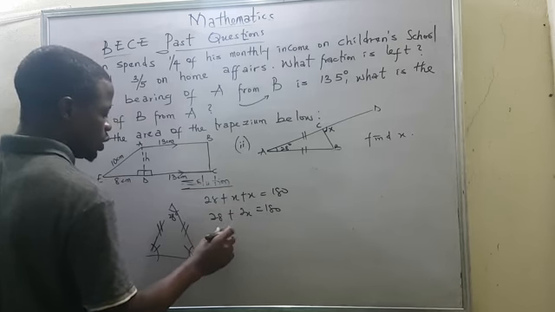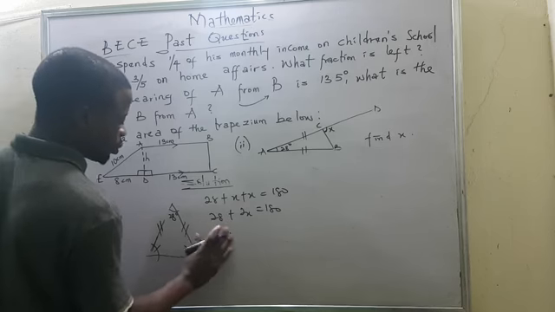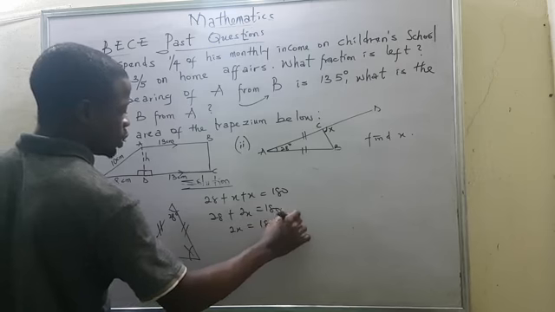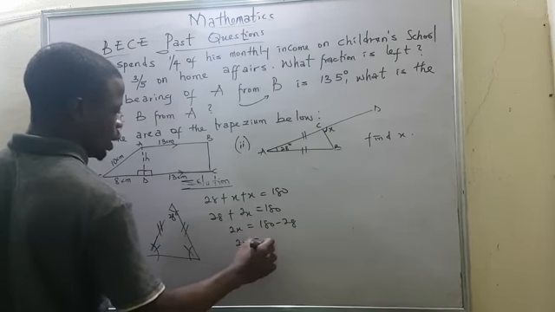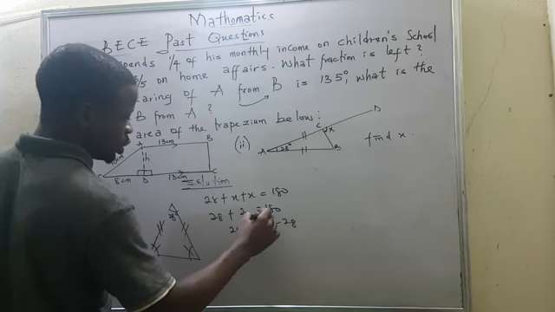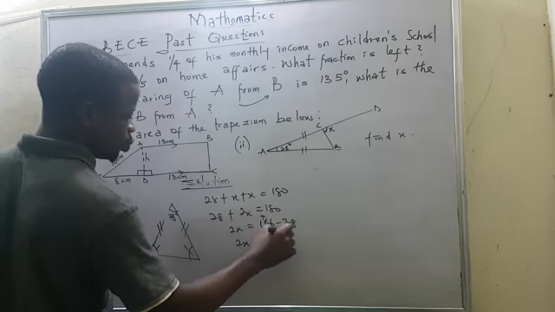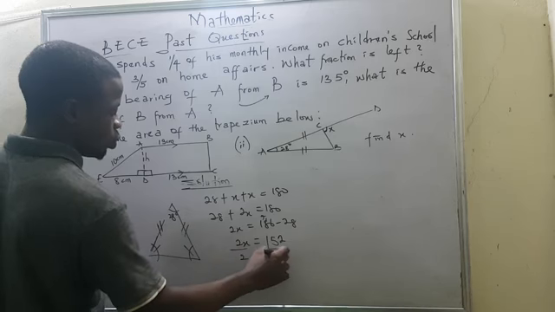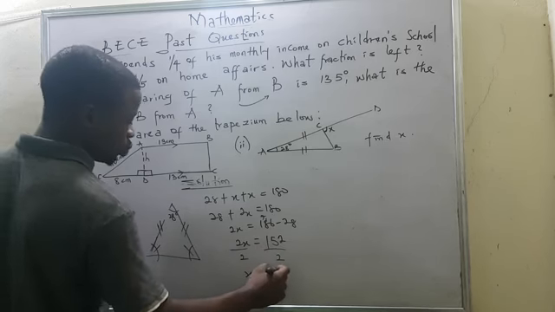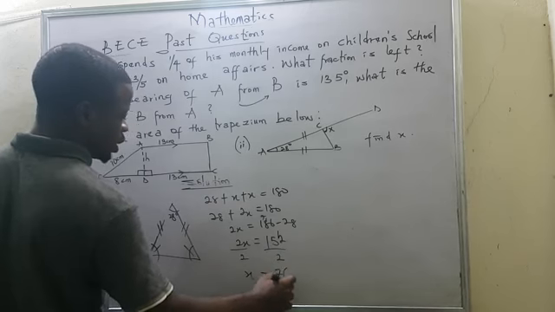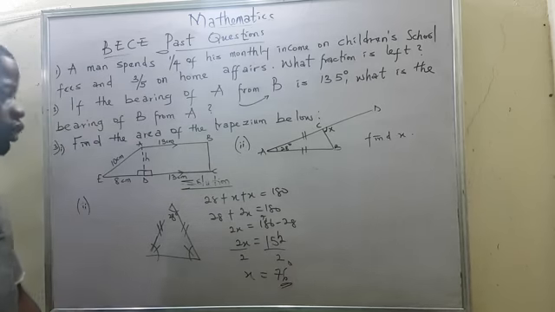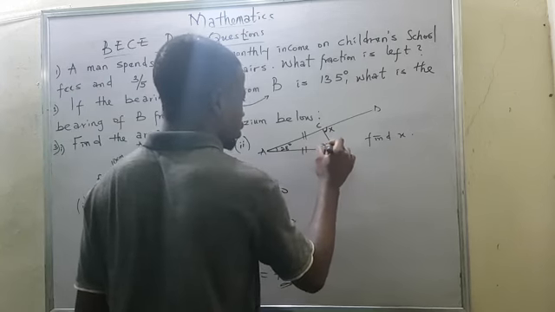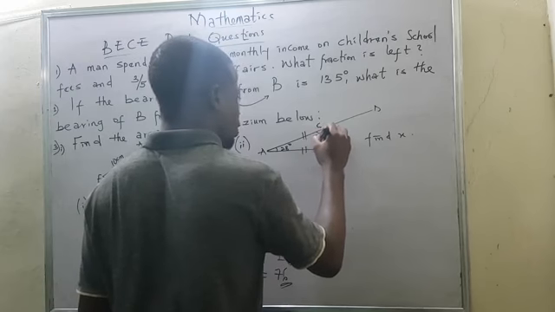Then 2x can be equal to 180 minus 28, collecting like terms. So 2x can be equal to 152. Divide both sides by 2, so x can be equal to 76 degrees. So since x is 76, this place is 76, this place too is 76.